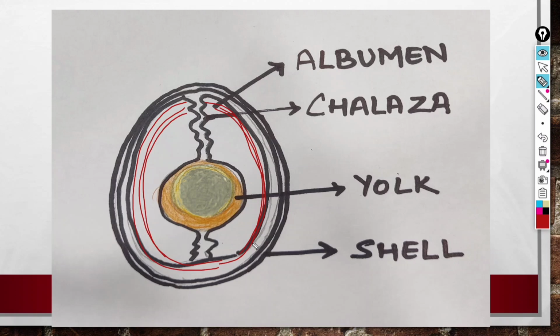Now, what is chalaza? In the eggs of most birds, the chalaza are 2 spiral bands of tissue that suspend the yolk in the center of the white. The function of the chalaza is to hold the yolk in place. Its main function is to hold this yolk in its place.